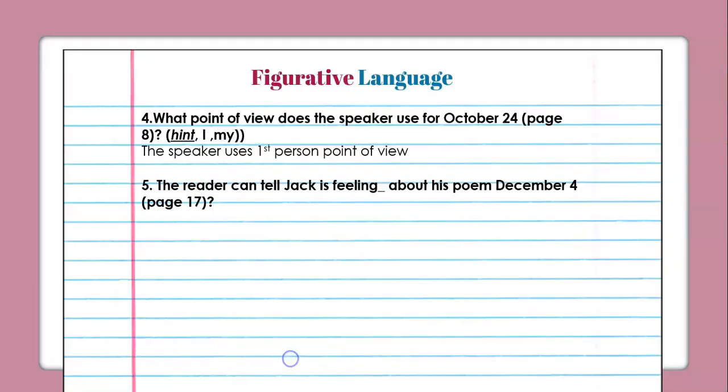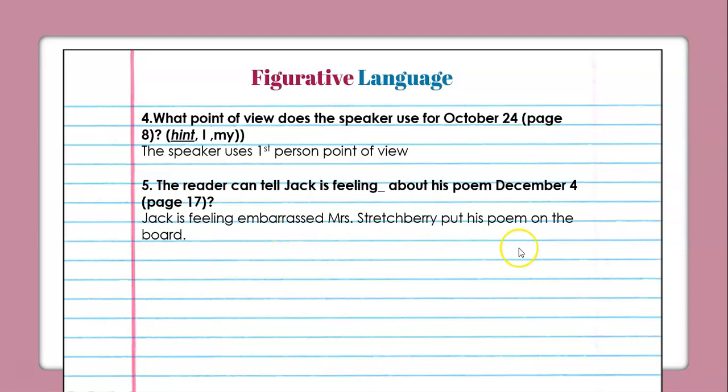So let's go ahead and go back and write that. So Jack is feeling embarrassed. Miss Stretchberry put his poem on the board. So I'm going to give you 2 minutes to write that. Miss Alvarado, how do you know that he's embarrassed?